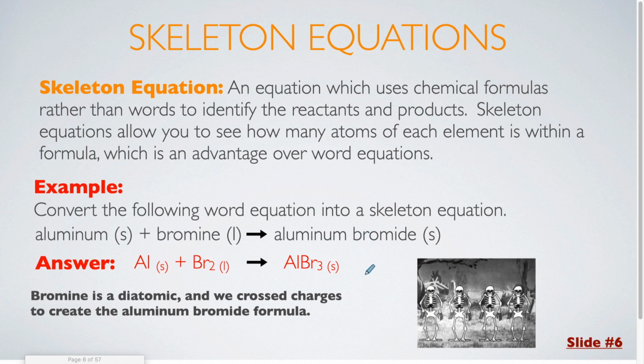means I need to cross charges. Now if you don't remember what we're doing here, aluminum is a +3 charge, bromine is a -1 charge, and then I'm crisscrossing those charges down so that they become subscripts. As a subscript, these numbers no longer represent charges. They're showing you how many of each atom you have within the compound. So I now have 3 bromines, 1 aluminum, and it is a solid.